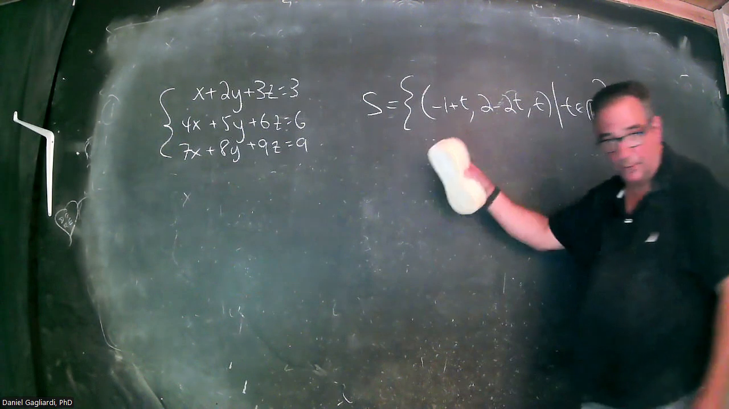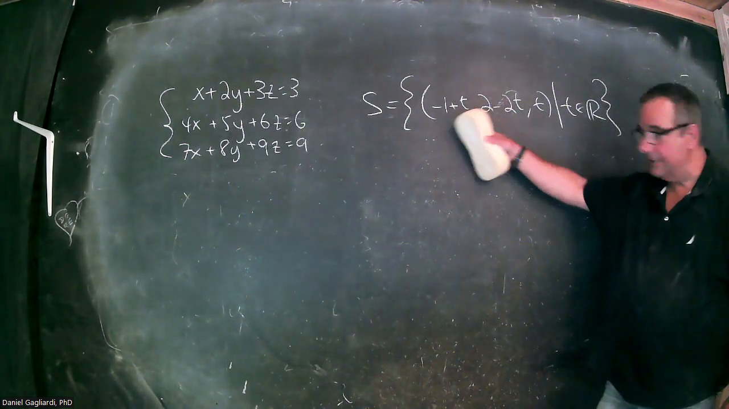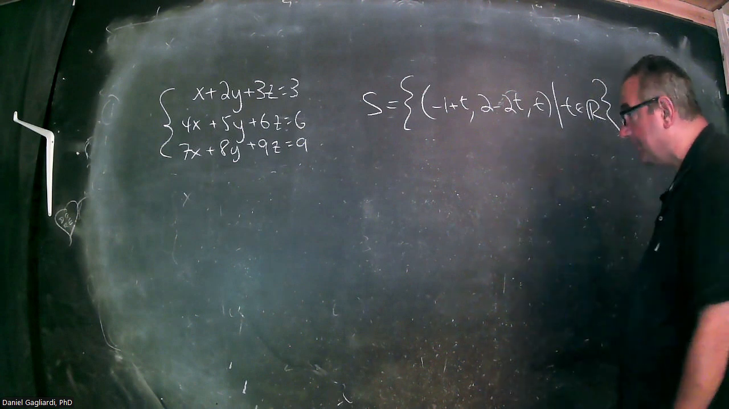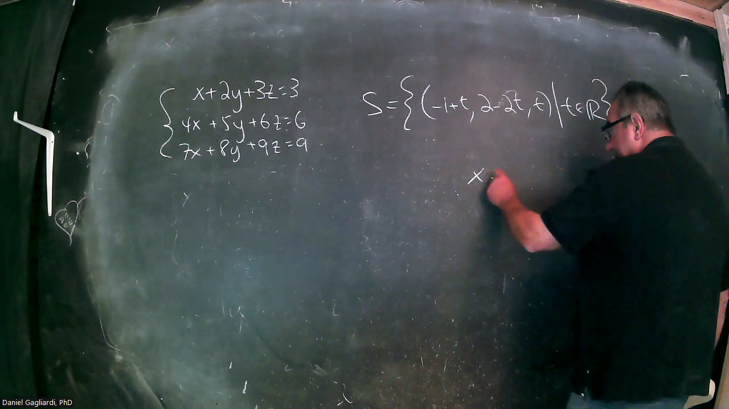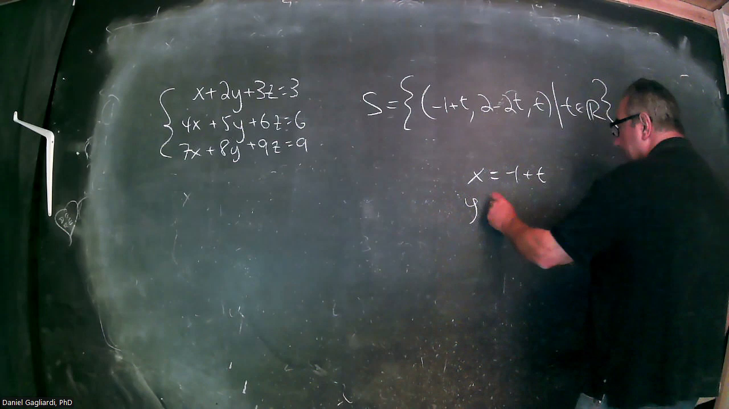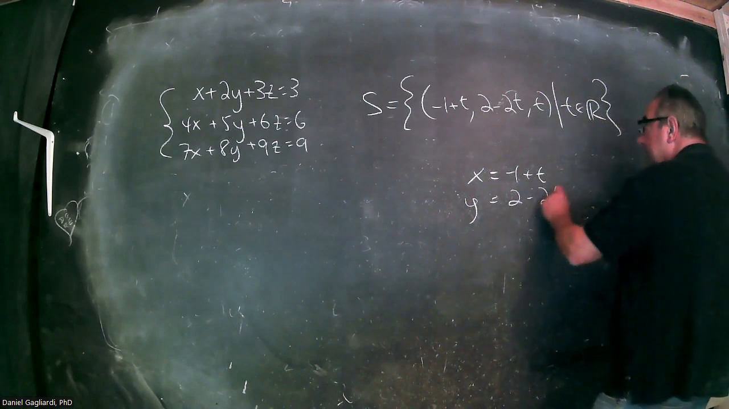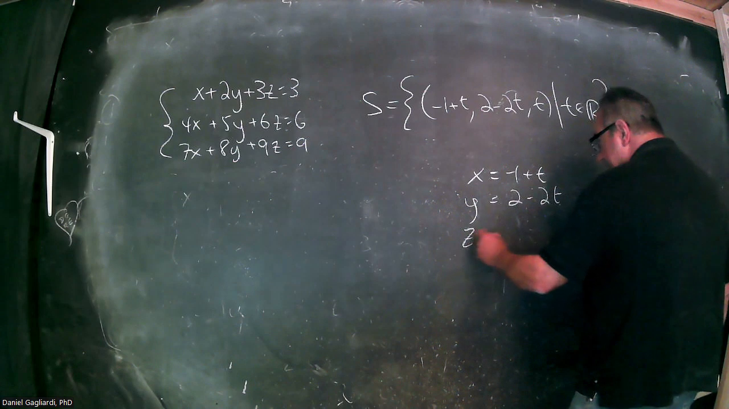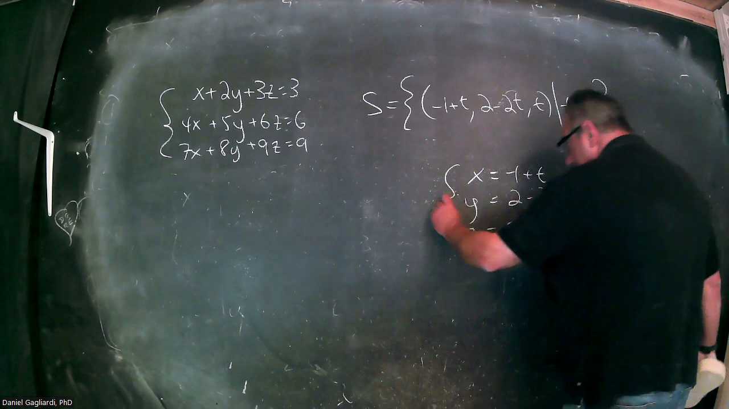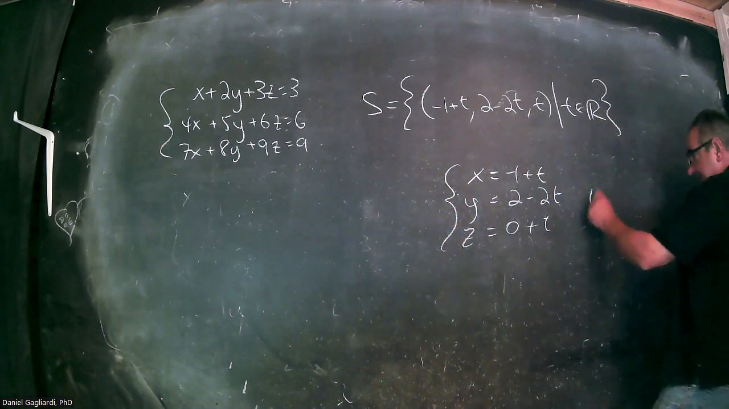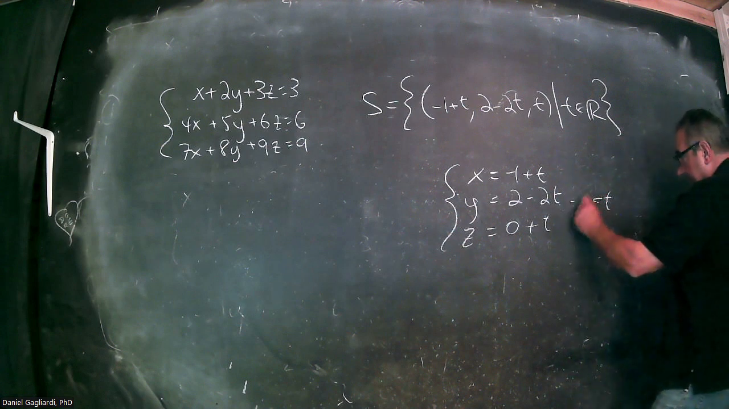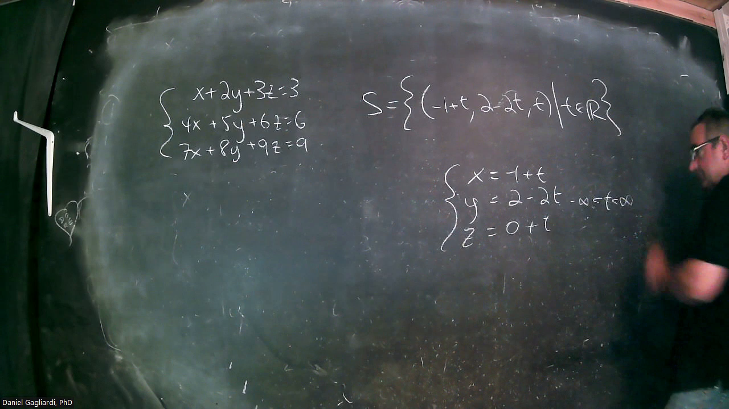Now this here, if you've taken Calc 3, you'll see that this is a line in three-dimensional space. In parametric form, we can write that line as x is equal to -1 plus t, y is equal to 2 minus 2t, and z is equal to 0 plus t, if we want to write it like that. And so we can put parentheses around that, say such t is any real number, or t goes from -infinity to +infinity. So the solution is a line.